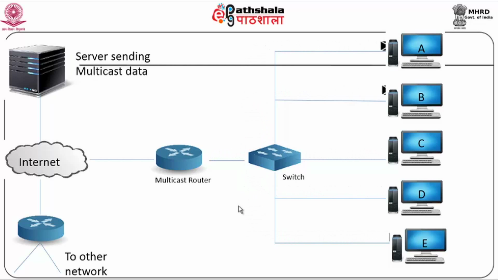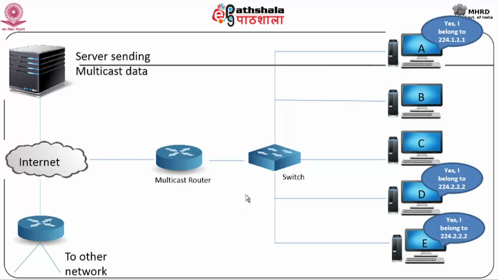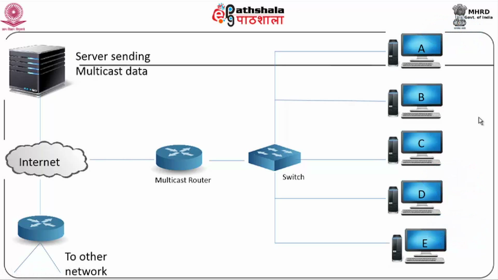So, it sends out a query message. Now, on receiving the query message, all of them have received it. Let us say A, D and E belong to some multicast groups. A belongs to a group called 224.1.1.1, whereas both D and E belong to a group called 224.2.2.2. Okay. So, now obviously, they have to send their responses, right.